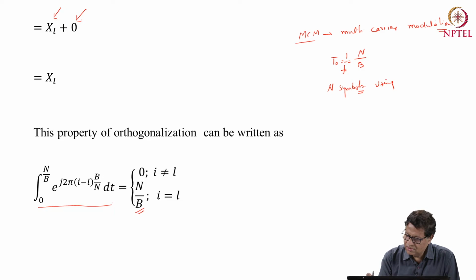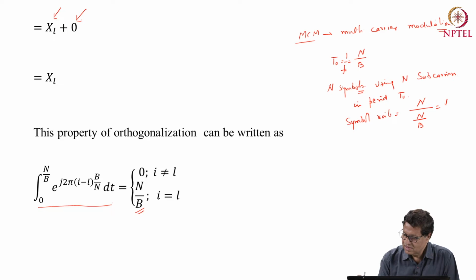They use N subcarriers in period T naught. So if I find out the symbol rate in MCM, it will be N divided by N by B, which is actually T naught. So this gives you B.